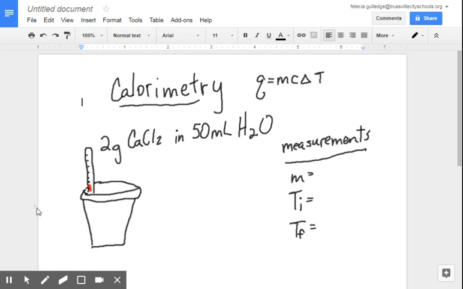In this video, we're going to discuss calorimetry and how it pertains to delta H. So first of all, what is calorimetry? Calorimetry is what you basically do upon experimentation. Let's say we were conducting an experiment here, and we were going to dissolve 2 grams of calcium chloride in 50 milliliters of water. So this is our reaction that is taking place.